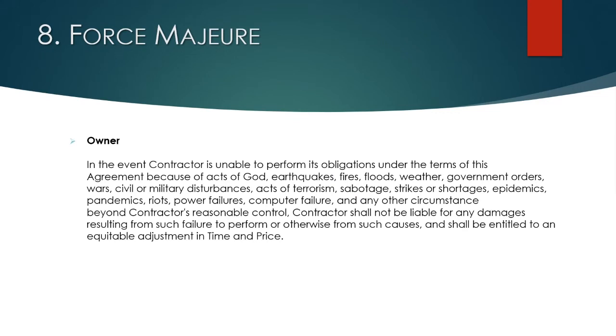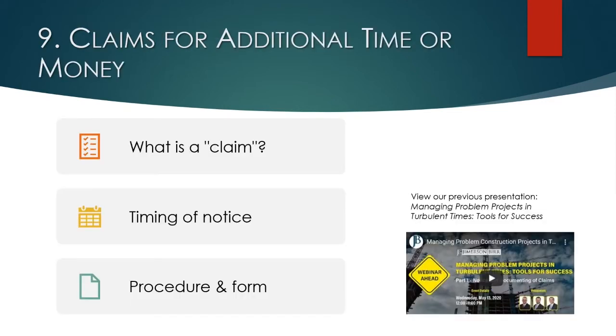Here's an example that has a list of specific events, and then it closes with the broad catch-all language for anything outside your control. Also, you'll see at the bottom that it includes entitlement to recovery of time and money.